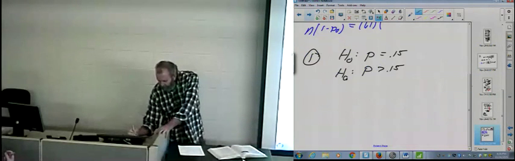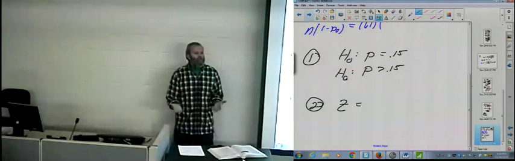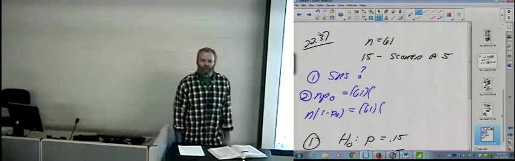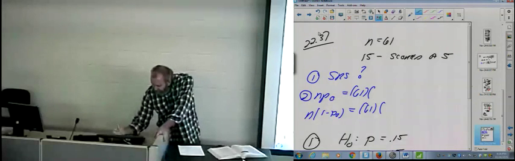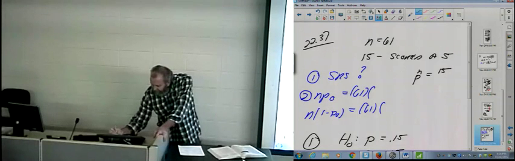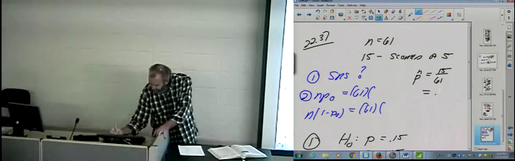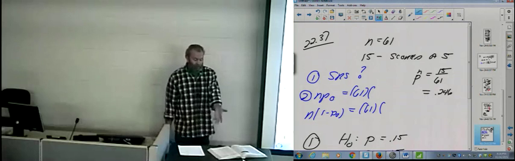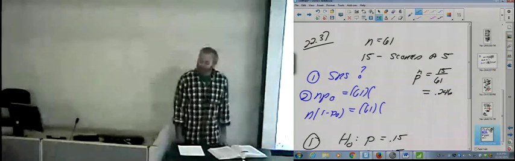2, your test statistic, your z-score. Your z is going to be, what's my p hat value here? Do I have enough information to find p hat? I'm going to scroll back up. I got 61 students. 15 of them scored a 5. There's 15 successes out of 61 students. My p hat is 15 divided by 61, and I got 0.246 is my sample proportion. 24.6% of this teacher's students that he was paying got a 5 on the AP statistics exam.